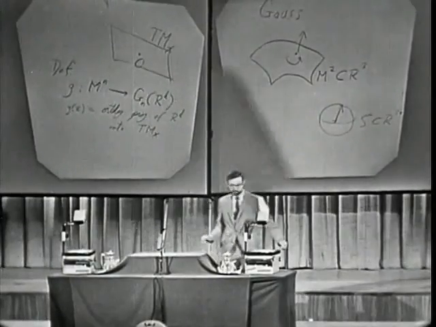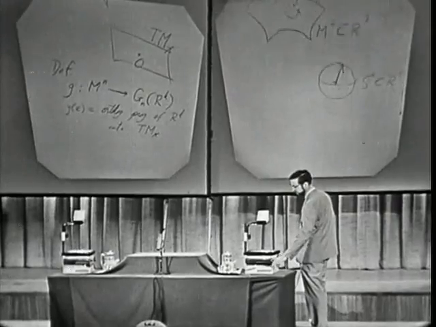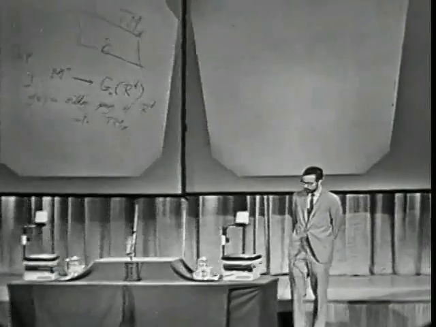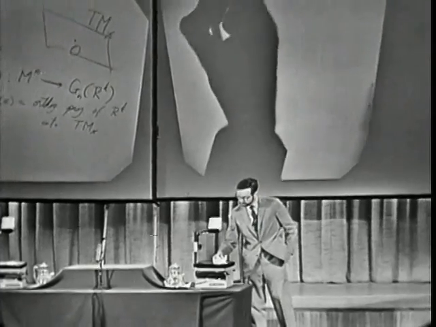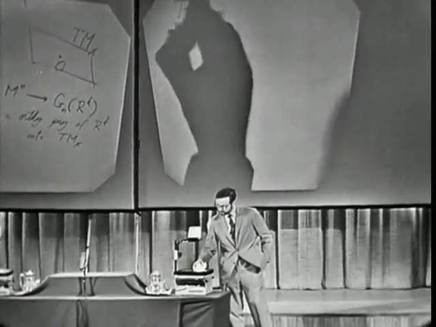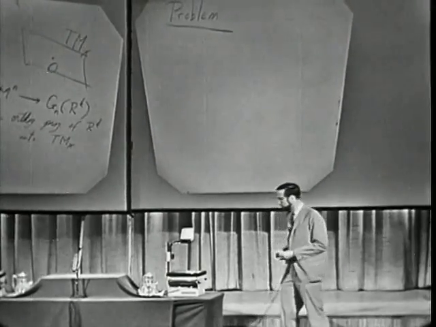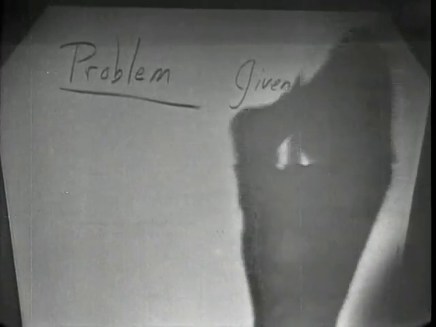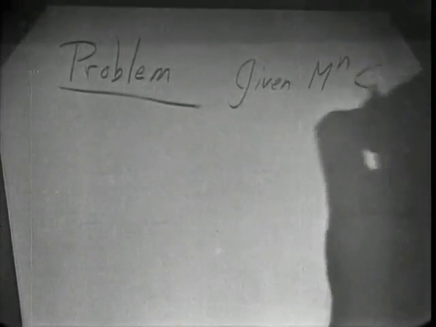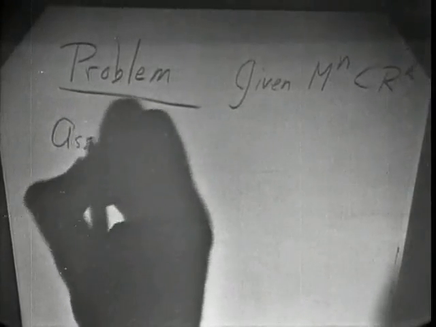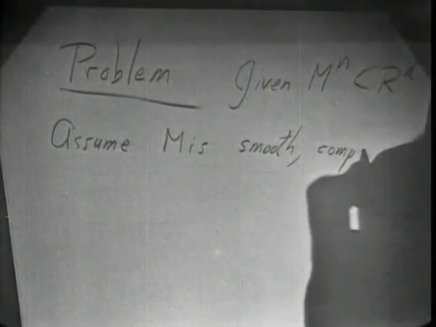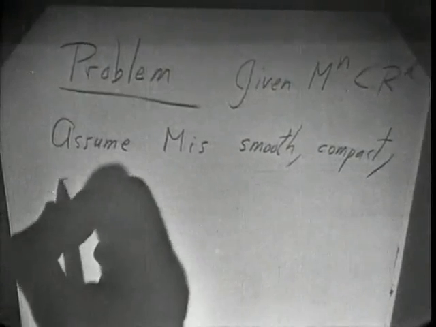And now let me give an illustration of the importance of this construction by mentioning the following problem. The problem is this: if we're given a manifold, we can ask whether or not it's a boundary. So suppose that we're given a manifold M^n in R^k, and let me make the following assumptions. Assume that M is smooth, compact, and let me assume also that it's oriented.